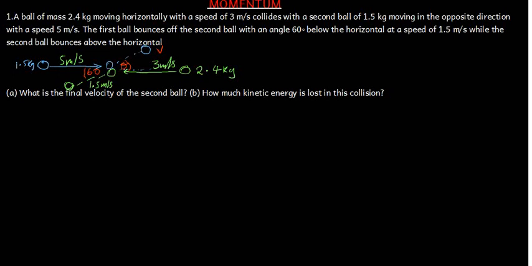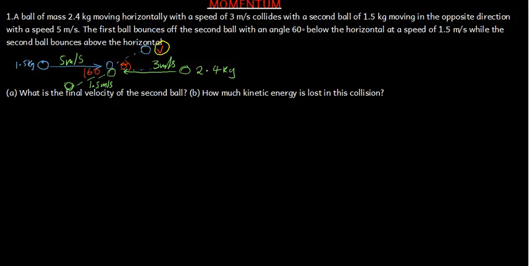Now, what will be the final speed of the second ball, which we've named as v? Well, when we look at this kind of collision, they are moving along the x-axis, but after the collision, both of them are thrown at a certain angle. And so, momentum is conserved in the x-axis and momentum is conserved in the y-axis.